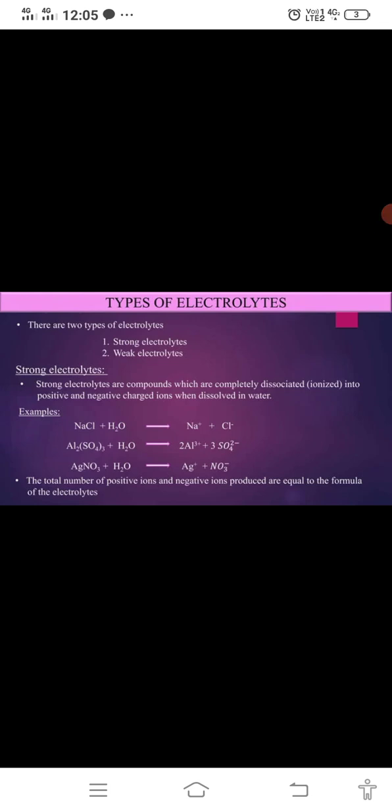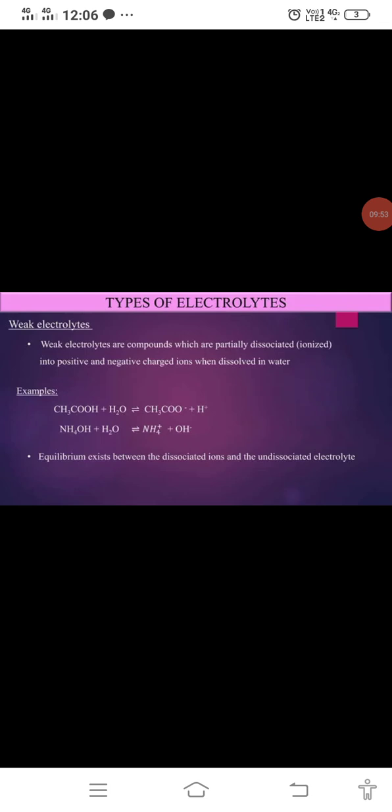Next we see about types of electrolytes. There are 2 types of electrolytes. One is strong electrolytes, second is weak electrolytes. Strong electrolytes are compounds which are completely dissociated into positive and negative charged ions when dissolved in water. Weak electrolytes are compounds which are partially dissociated into positive and negative charged ions when dissolved in water.